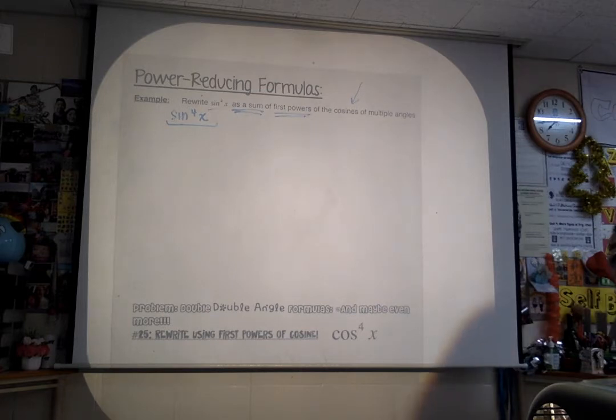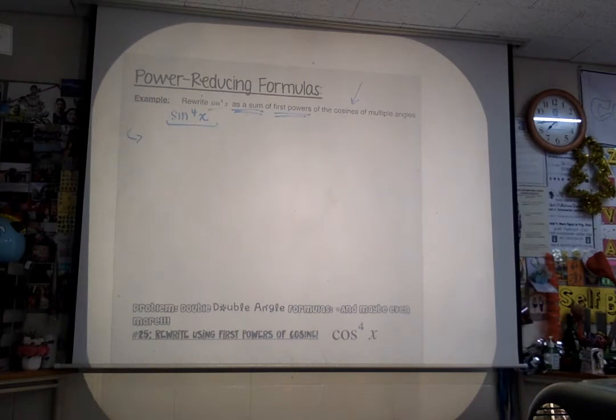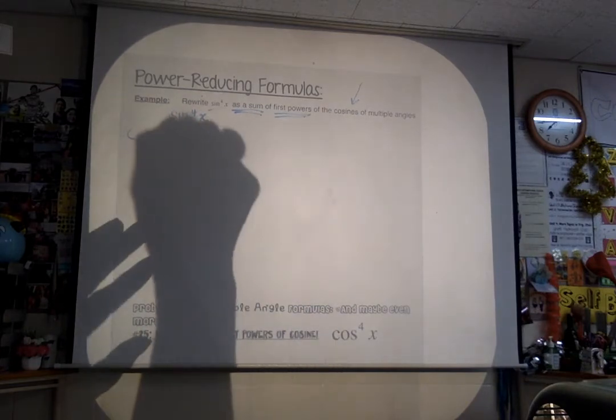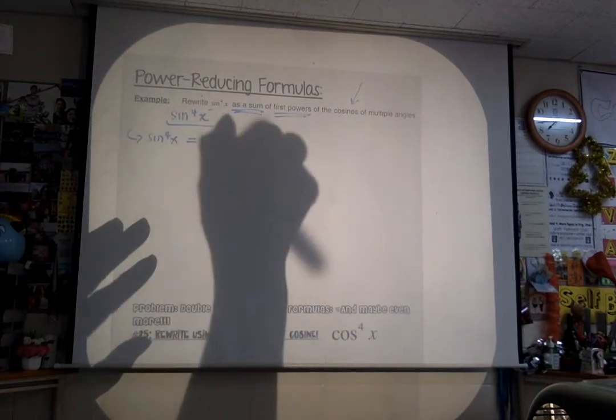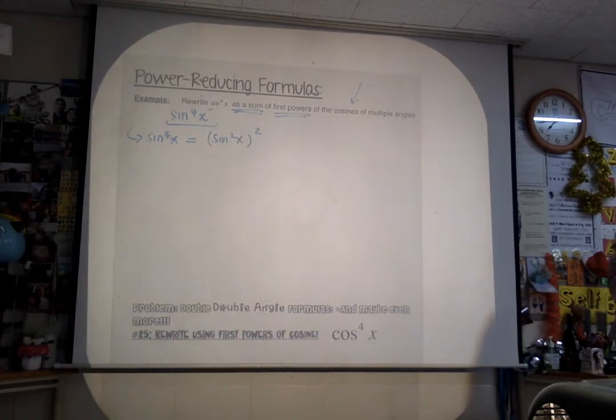All right, so well, let's first do this. Let's use what we kind of know already, right? So sine to the 4th of x is equal to sine squared x, squared. You agree with that? Let me hear it. Okay, great. Now let's apply our power reducing formula, right?